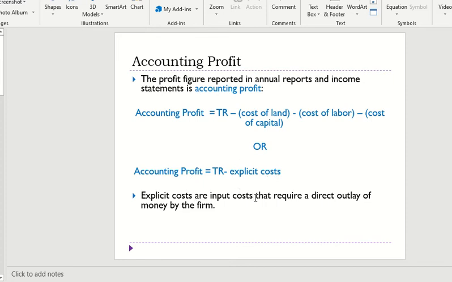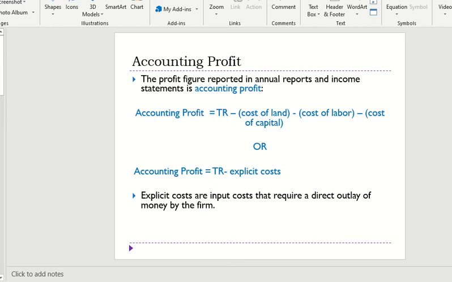Explicit costs are input costs that require a direct outlay of money by the firm. So in the ledger or bookkeeping of a company, you can easily see those items of expenses, such as the money that you spent on mortgage of a land or renting a land, salary and wages that you pay to workers, employees, interest that you pay to the creditors, and the rent that you pay to rent a machine or a factory. So accounting profit is total revenue minus all these explicit costs: cost of land, cost of labor, and cost of capital.